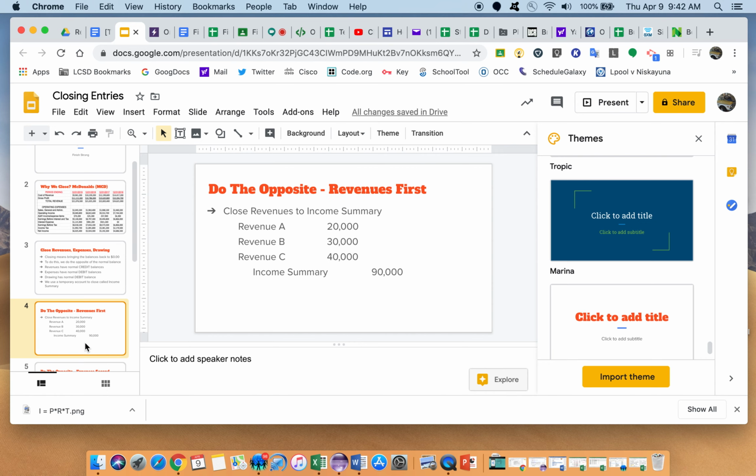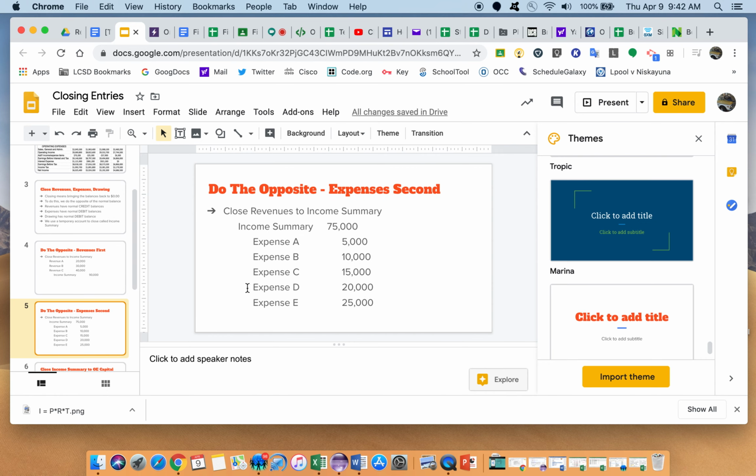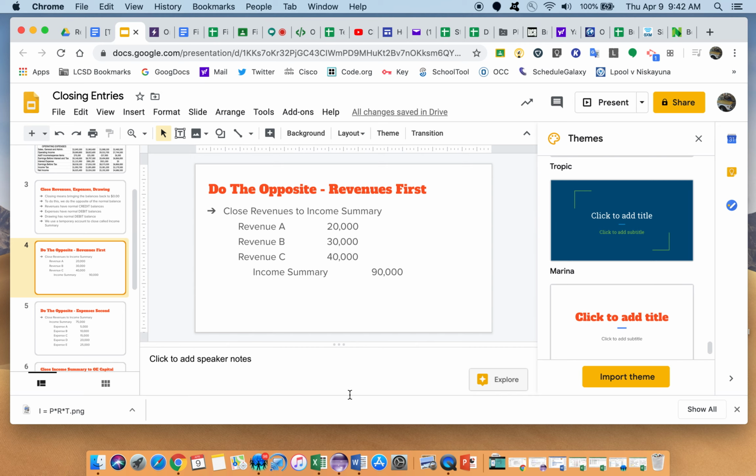All right, so the process, pretty much the same. Follow the same steps every time. We're going to start with our revenues. Close our revenues to income summary. Again, do the opposite. So revenues, regardless of how many revenue accounts you have, have credit balances. So in order to close the account with a credit balance, we debit that account. So list your revenues. In this case, I show an example with 3 revenues. I debited all those revenues. Add those numbers up. We have $90,000, so we're going to credit income summary for $90,000. So we closed our revenues with a debit, credit to income summary, revenues are closed.